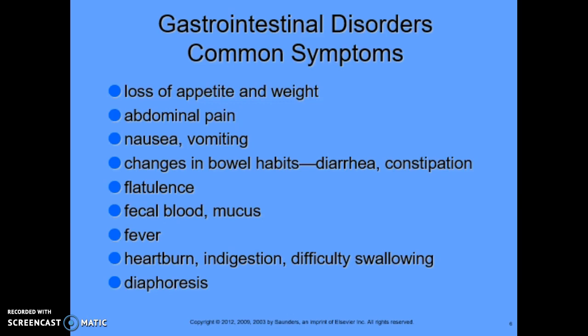Here are some common disorder symptoms: loss of appetite and weight, abdominal pain, nausea and vomiting, changes in bowel habits, diarrhea, constipation, fecal blood, mucus, fever, heartburn, indigestion, difficulty swallowing, and diaphoresis.